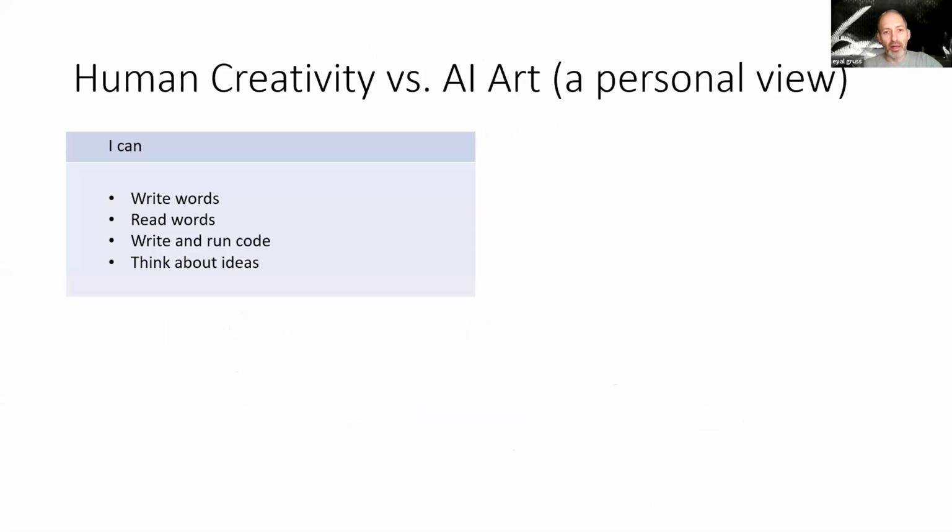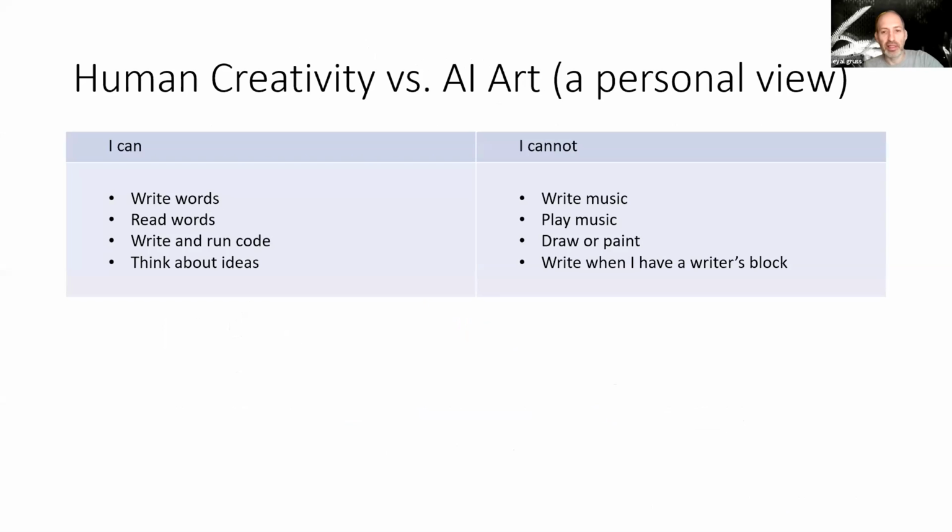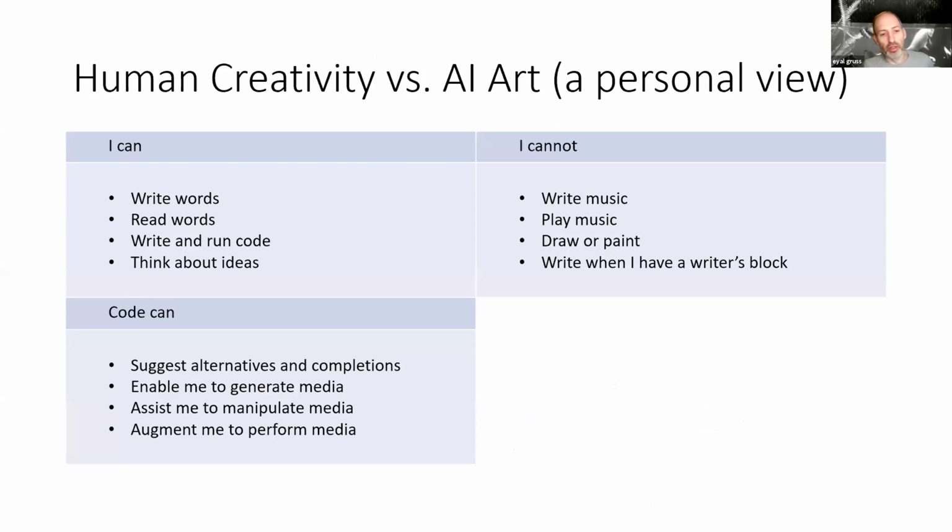I'm going to speak from a very personal view. Just to give you some background, on the artistic side, my talent is very limited. I can write words, write and read code, and I have many ideas. I cannot do many things. I do not know how to write or play music, nor to draw or paint, as will be evident later. Sometimes I have a writer's block and I cannot even write. But I can write code, and my code can suggest alternatives, suggest completions, help me generate media, empower me to manipulate media or to perform it.